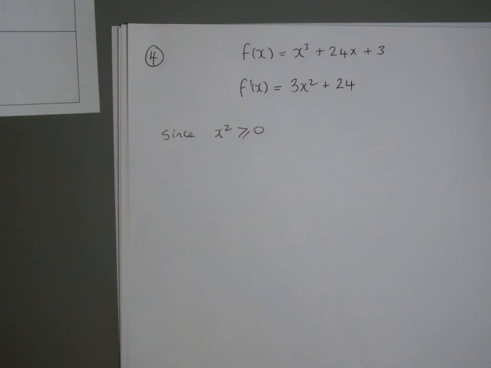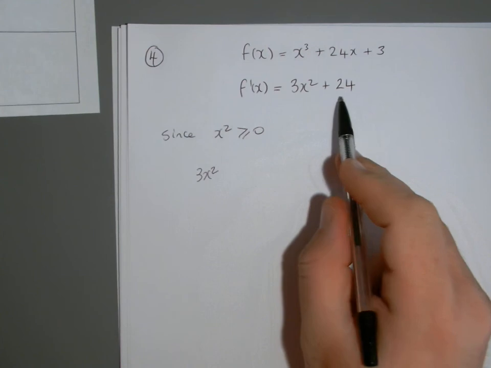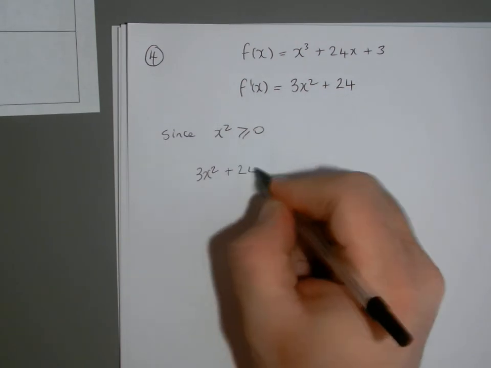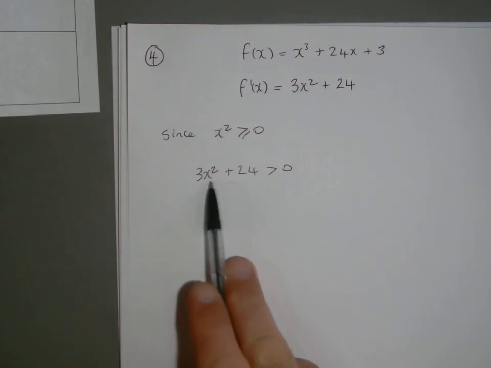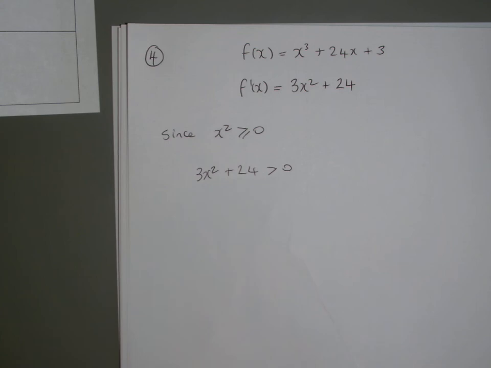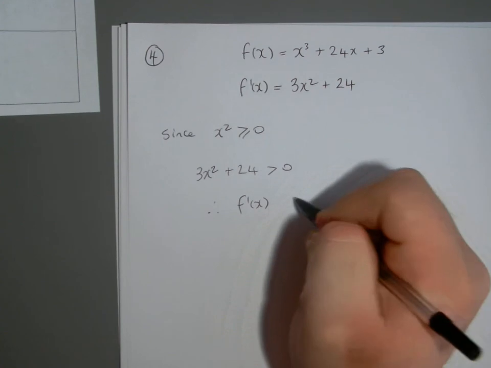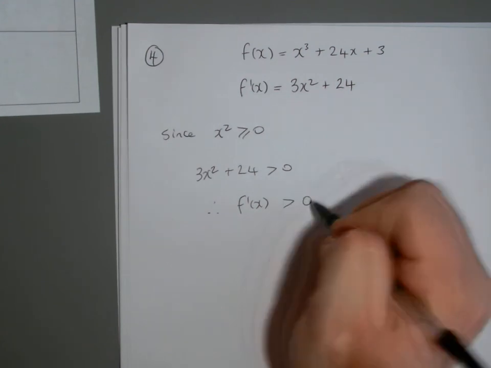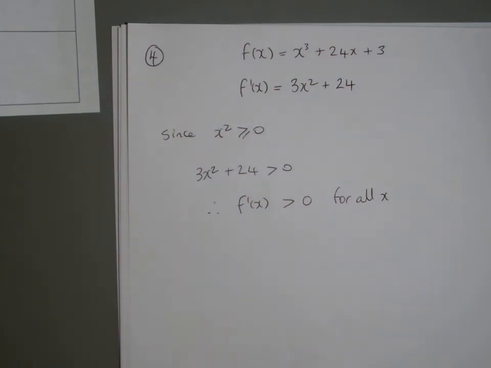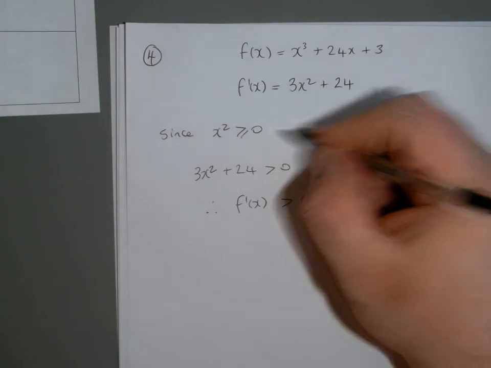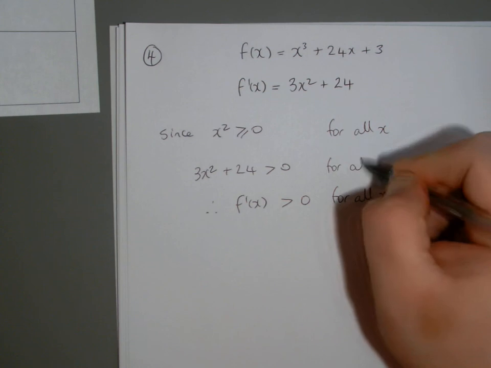But if x squared is greater than or equal to 0, then if you times it by 3 and then add 24 to it, it's always going to be positive, because I'm adding 24 to something which is at least 0, so it's going to be greater than 0. So therefore f dash of x is greater than 0, and it's important to put for all x here, as the question is asking us to establish. Since x squared is greater than or equal to 0 for all x, that's the case here for all x.